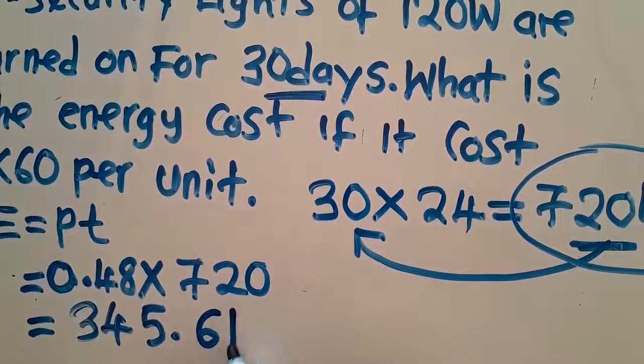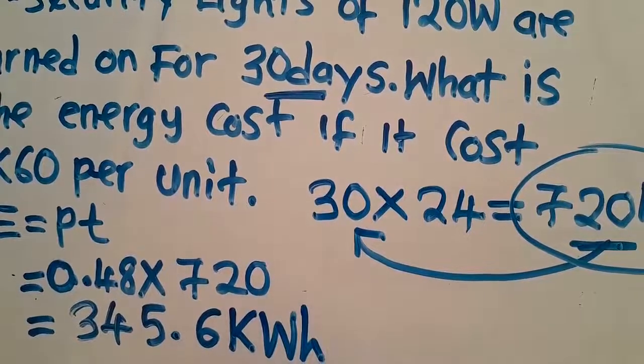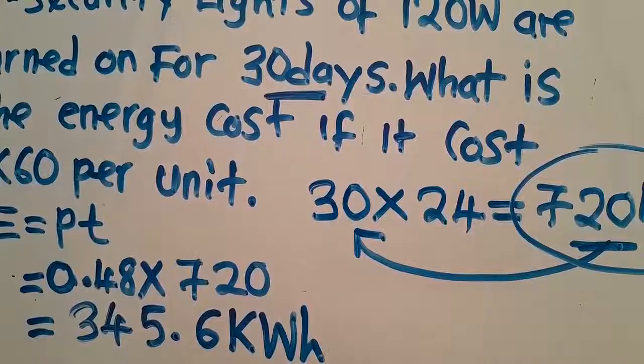Kilowatt hour. This same kilowatt hour is also the same as units. So I can say 345.6 units, or just like this, I put kilowatt hour. It is just one and the same thing.